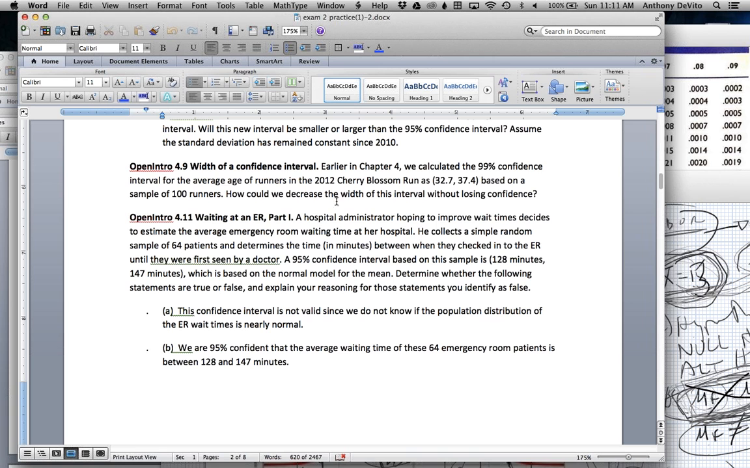Okay, width of a confidence interval: we calculate a 95% confidence interval for runners based on a sample of 100.